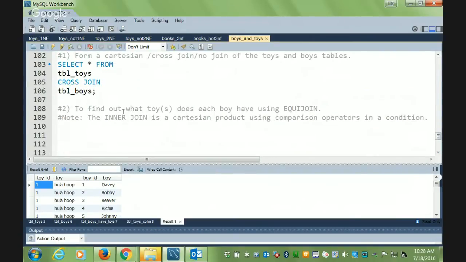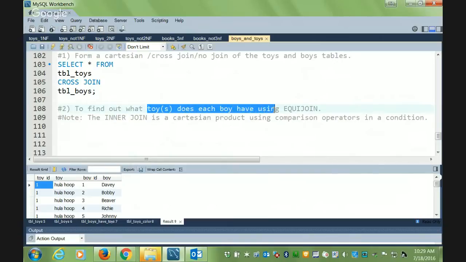Now to find out what toys each boy has using equijoin. Joins come in a few flavors. Equijoin is where the field on which you're joining is equal to each other. So this is equal to this. If you're saying it is greater than this or less than this, it is then a non-equijoin. Equijoin means you're comparing fields and the values must be equal. So there is an equijoin, a natural join, and an inner join. I'll introduce you to the terms and then we will stick to the one that's easiest to use.